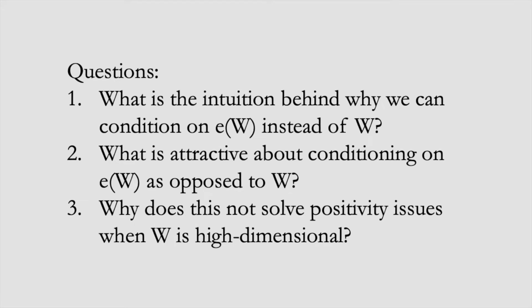All right, so I now have 3 questions for you about what we just saw on propensity scores. The first is, what is the intuition behind why we can condition on the propensity score E of W instead of W? The second question is, what is attractive about conditioning on E of W as opposed to W? And the third question is, why does this not solve our positivity issues when W is high dimensional?